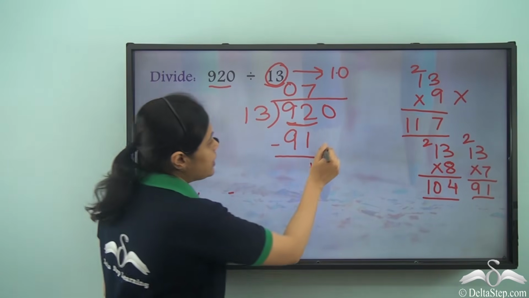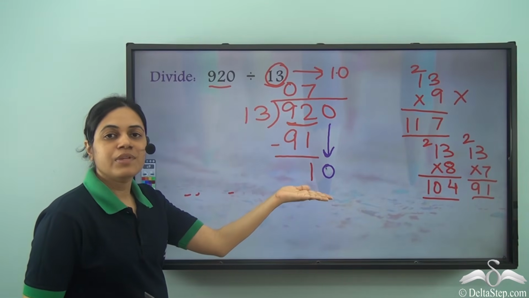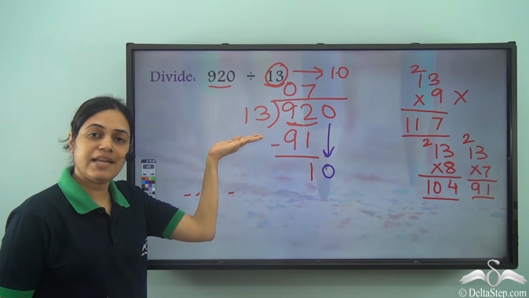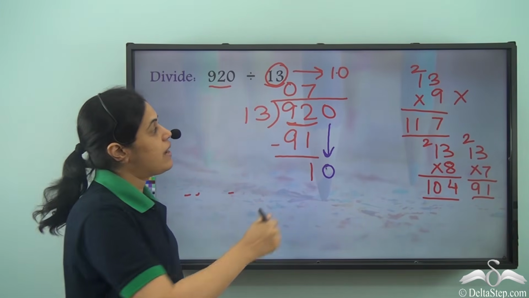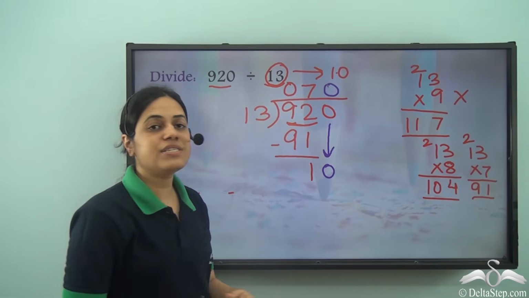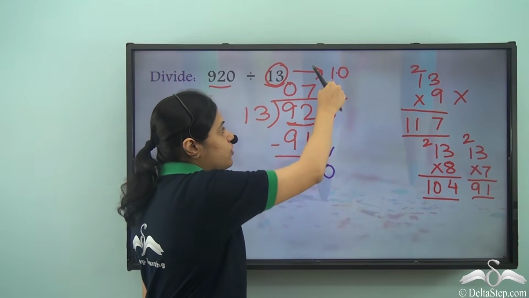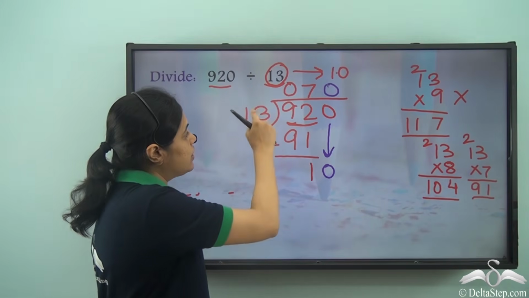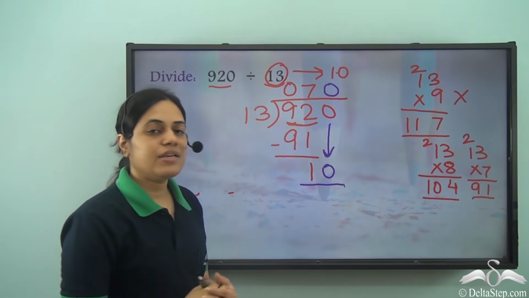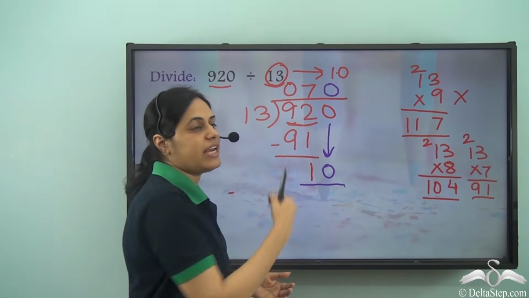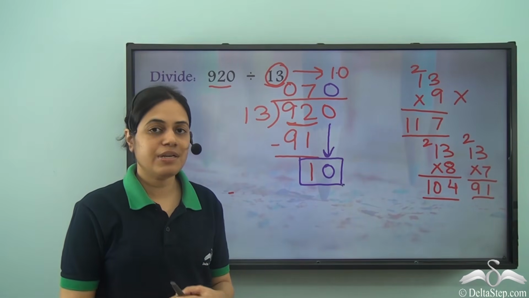Next, I need to bring down this 0. So I have 10 here, but 10 is less than 13. So 13 goes into 10 0 times. But do remember to write this 0 here because we are bringing this 0 down. So for this 0, I need to write a 0 here. 13 goes into 10 0 times. And 10 is the remainder because I don't have any more digits after 0. So I am left with 10, which is the remainder.